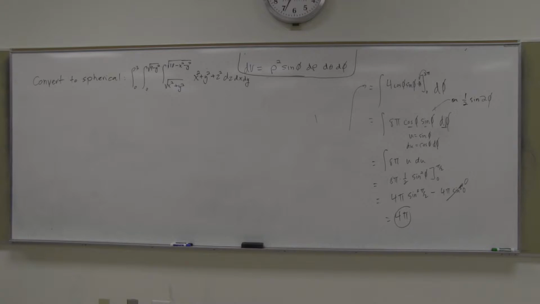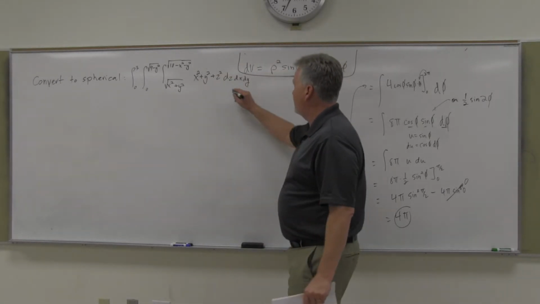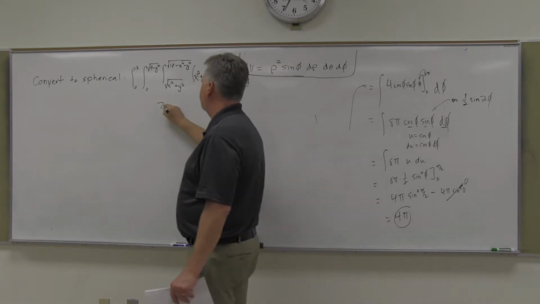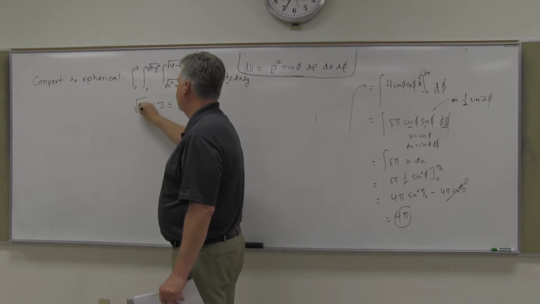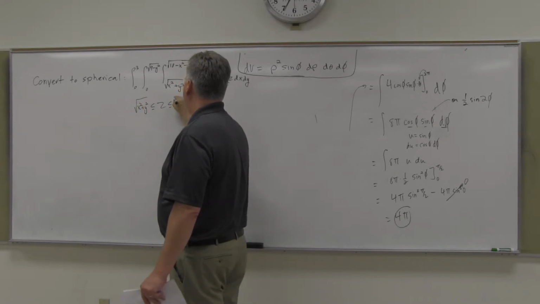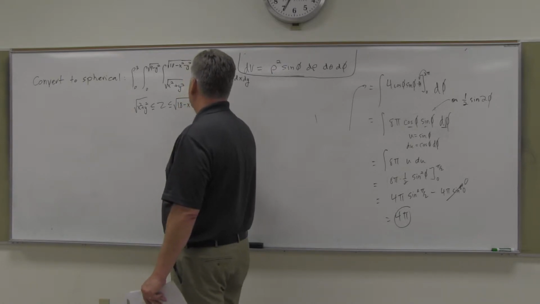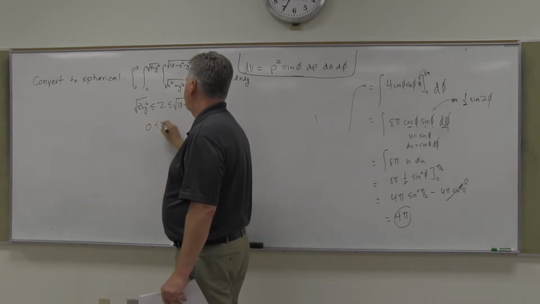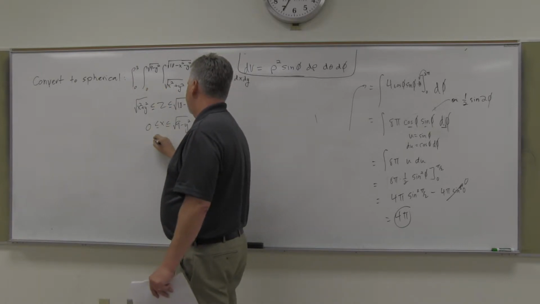Well, let's first of all just look at what we've got here. With this order, the z's come first, so z is between the lower limit square root of x squared plus y squared, and then the upper limit is square root of 18 minus x squared minus y squared. All right, then the x's are next, so x goes from 0 to the square root of 9 minus y squared, and then y goes from 0 to 3.